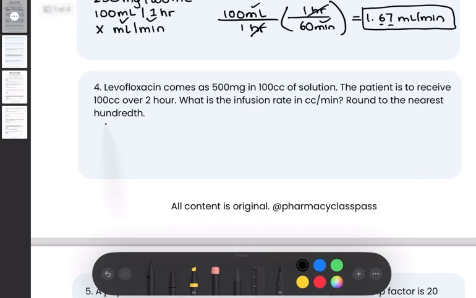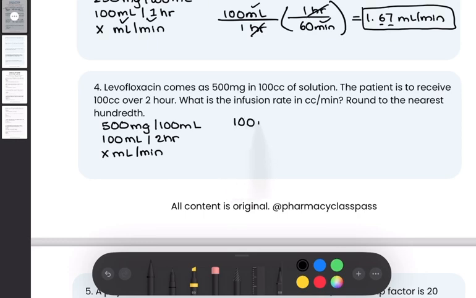Number 4. Levofloxacin comes as 500 milligrams in 100 cc's solution. The patient is to receive 100 cc's over 2 hours. What is the infusion rate in cc's or mLs per minute? Round to the nearest hundredth. Again, list them out on the left side and know you are looking for how many milliliters per minute.